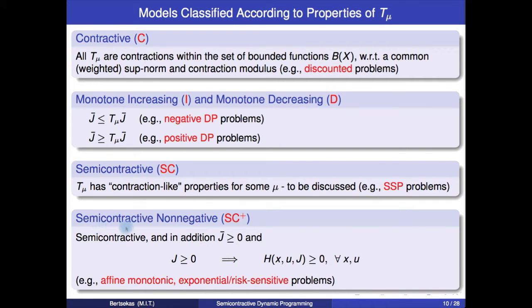A special case of semicontractive models is when the function J bar is non-negative, and also these models operate in the space of non-negative functions. So starting with a non-negative function, T mu always gives you a non-negative function. One example of such a model we saw in a previous slide, the one that involves exponential cost function, and it's an example of an affine monotonic model. In affine monotonic models, this is an assumption that we make, and we are going to encounter these models later in this series.